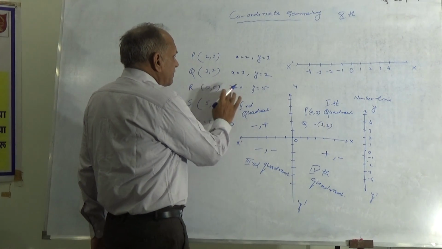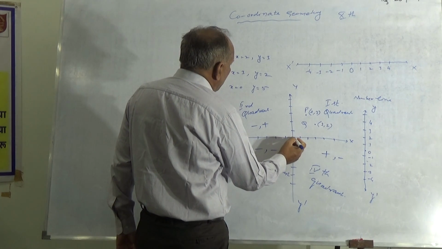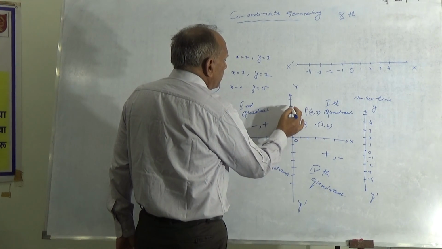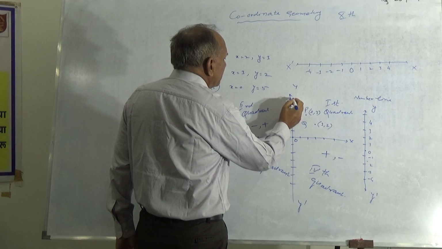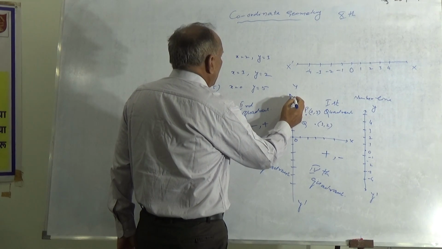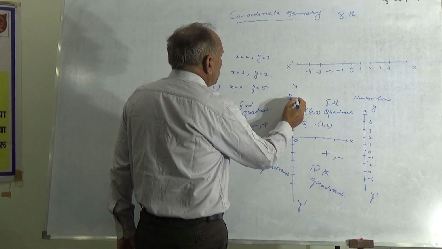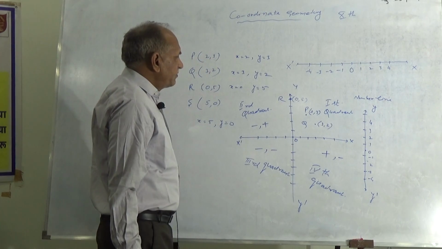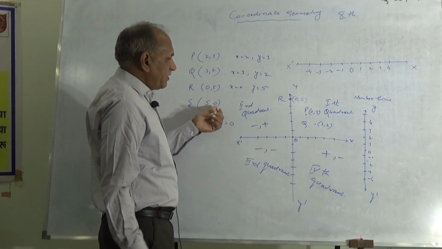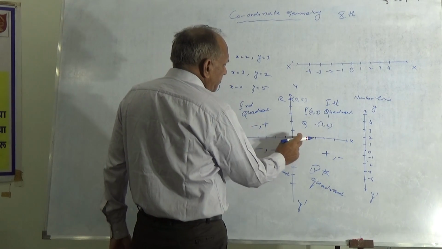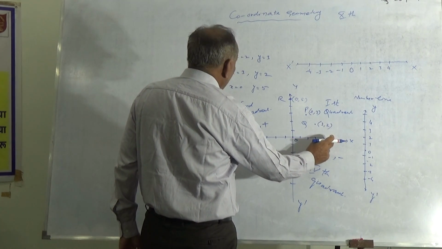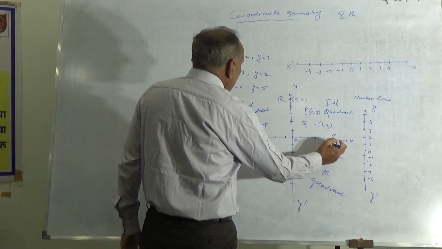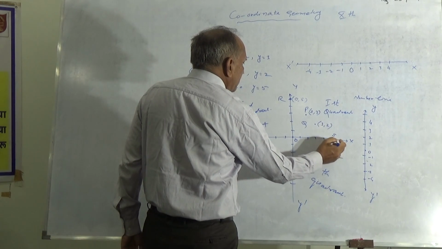When we locate R, x is equal to 0 here and the value of y is 5. That is upward 1, 2, 3, 4 and 5 here. This is x equal to 0 and y equal to 5. That is the point R. Next, S (5, 0). The value of x is 5, 1, 2, 3, 4 and 5, and y is 0. This is the point S (5, 0).